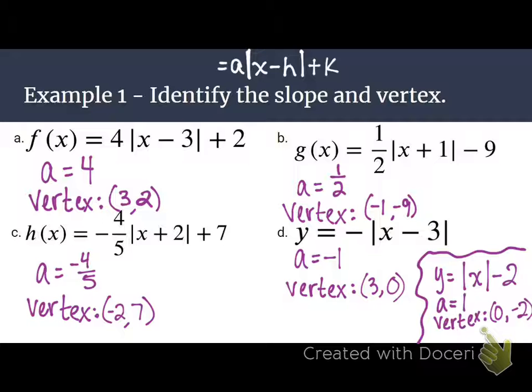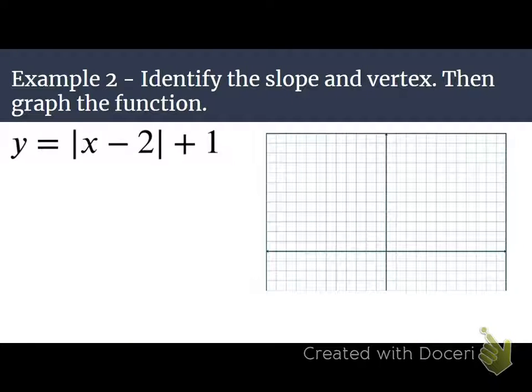Sure, I can pause for a moment. So we are going to start graphing. First, we are asked to identify the slope and the vertex. Then we will use that to graph. So what is my slope? Our slope is 1, or you could write it as 1 over 1.